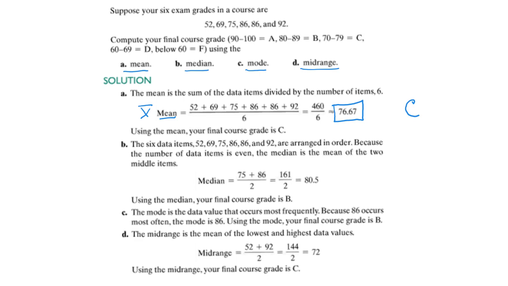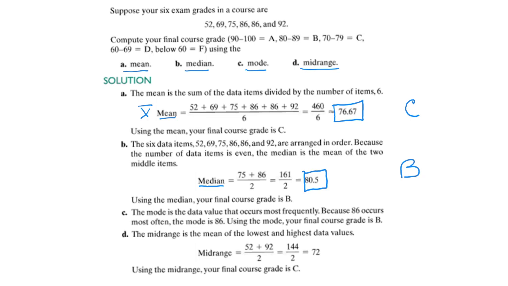The next option is to find the median. For the median, you list your numbers from smallest to largest. Since there are 6 grades, we have to find the 2 innermost grades and take the average of those. That would be 75 plus 86 divided by 2. In doing so, we find our grade to be an 80.5, which is a B.